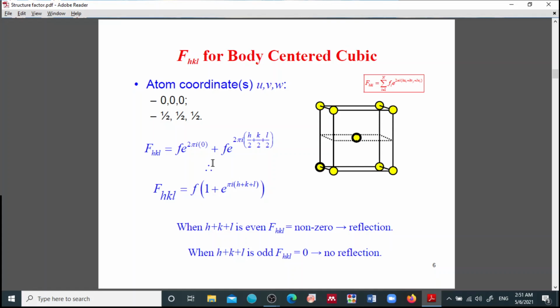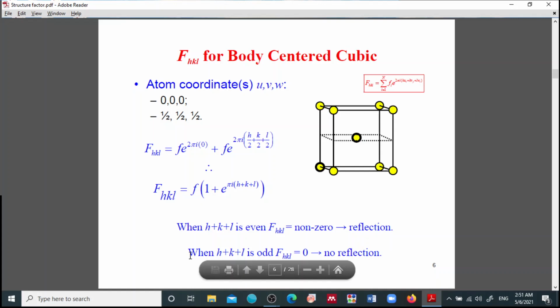So by taking f common, you will get 1 plus exponent pi i (h plus k plus l). Now we can put some conditions upon h, k and l. When h plus k plus l is even, then F(hkl) is non-zero. So this is non-zero, and it means that we will have a reflection.